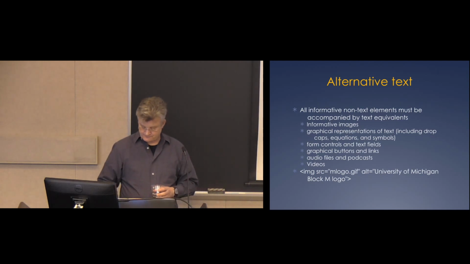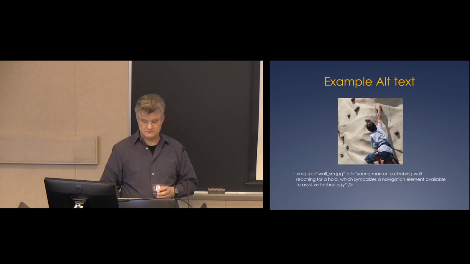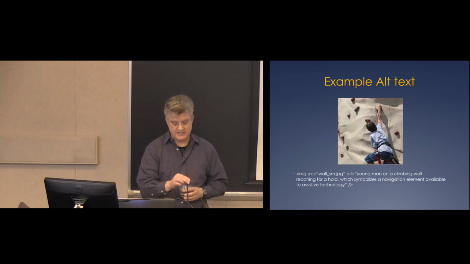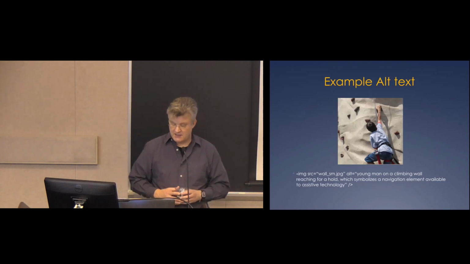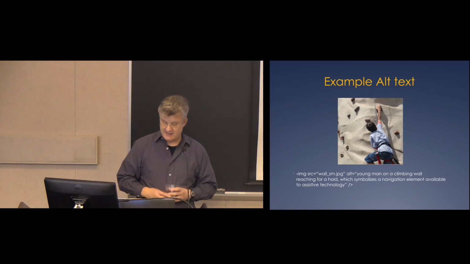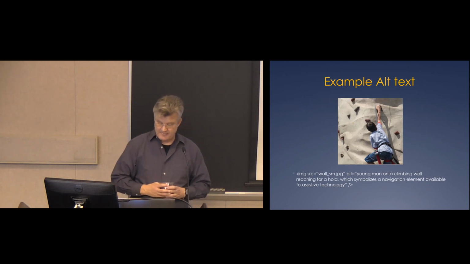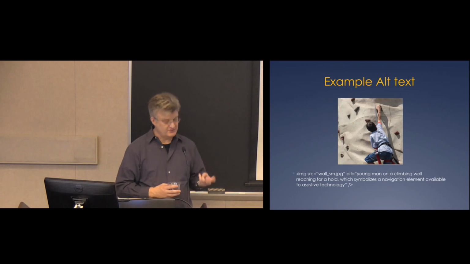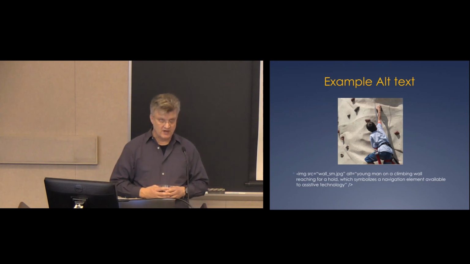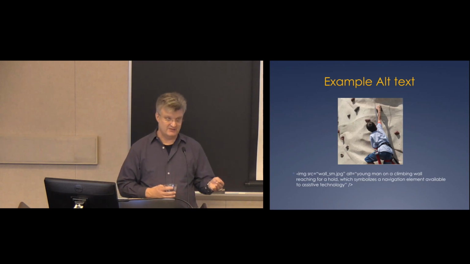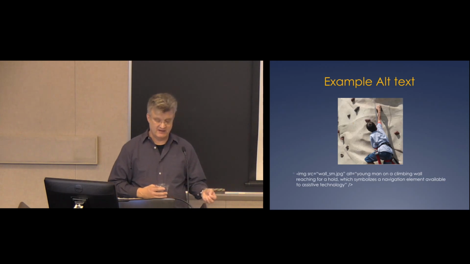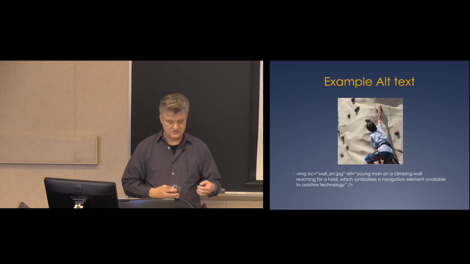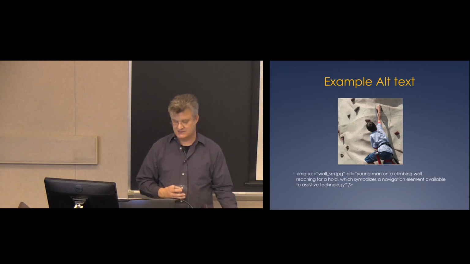And here's another example of alt text. It's a young man on a climbing wall reaching for a handhold. And so what you want to do, ideally, is two things with alt text. One, you want to explain very briefly what's in the image, and then you want to actually describe what's the purpose of the image. Why did you put it on the page?